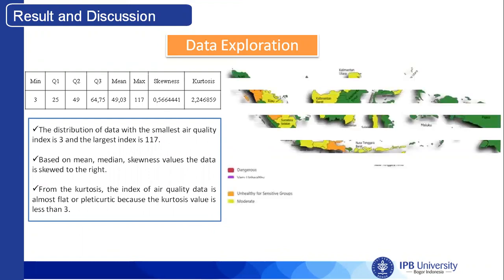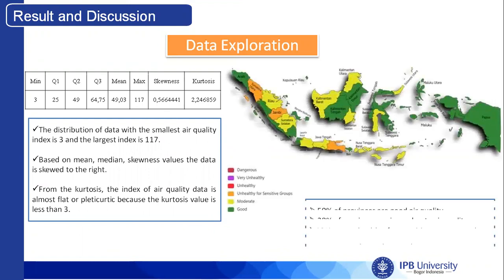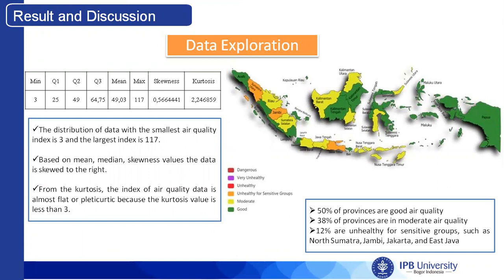And then from the map, as many as 50% of provinces have good air quality, 38% of provinces are in moderate air quality, and 12% are unhealthy for sensitive groups, such as North Sumatra, Jambi, Jakarta, and East Java.